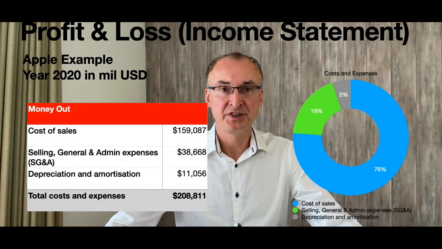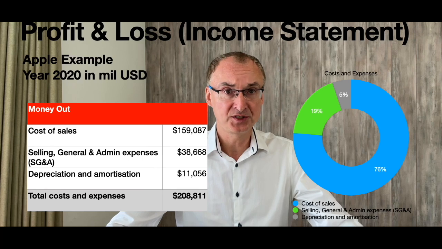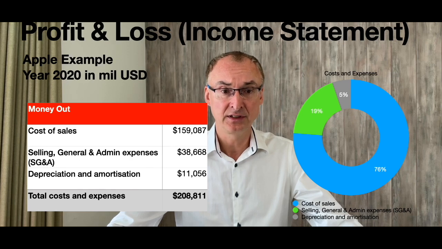The middle part of the report is the interesting part. It is the part where company records costs or expenses. And as you can see, we can have a different type of expenses. For example, in our case, we have cost of sales that are quite significant. Then we have selling, general and admin expenses. And then we have depreciation and amortization. And of course, there can be many other types of costs and expenses.